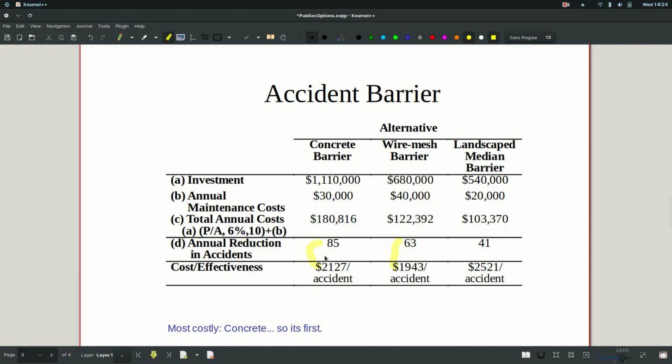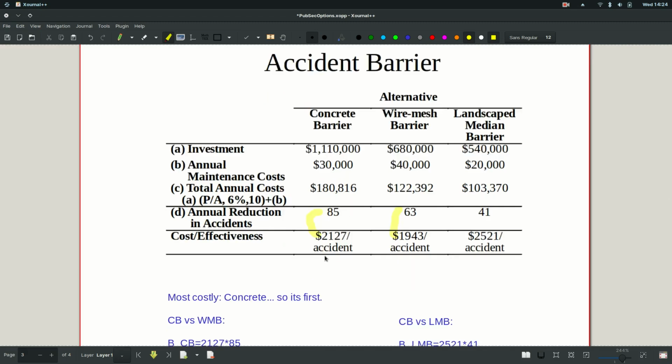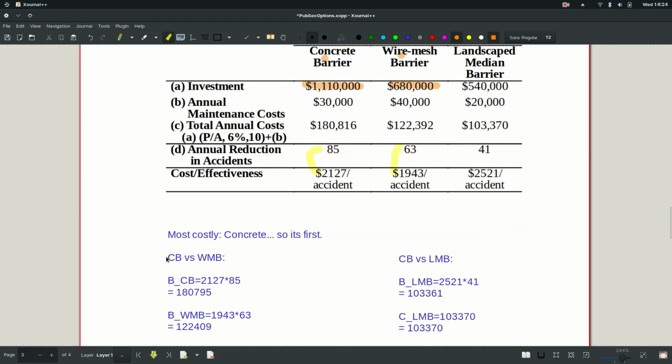So this one didn't have a solution, and so I calculated it out. How do we do that? Well, we identify what goes first. So who's first? The most expensive cost is first. So here's the most expensive cost, the concrete barrier. Next most expensive is the wire mesh barrier. So it's going to be CB versus WMB. And that's where I start here.